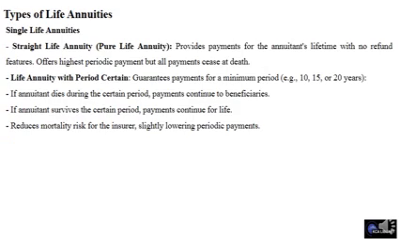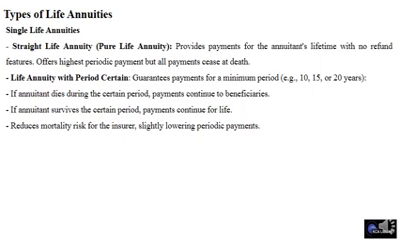Types of life annuity: we have the single life annuity. Under the single life annuity, we have the straight life annuity and the life annuity with period certain. The straight life annuity, that is the pure life annuity, provides payment for the annuitant's lifetime with no refund features, offers the highest periodic payment, but all payments cease at death, while the life annuity with period certain guarantees payment for a minimum period like 10, 15 or 20 years.